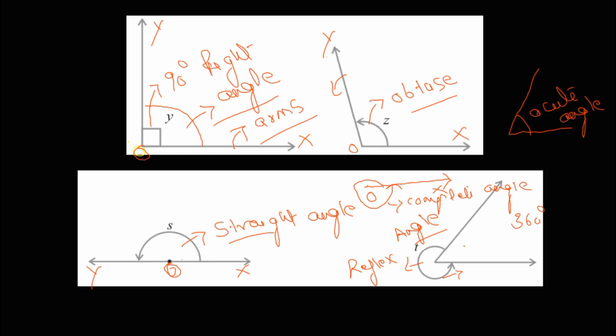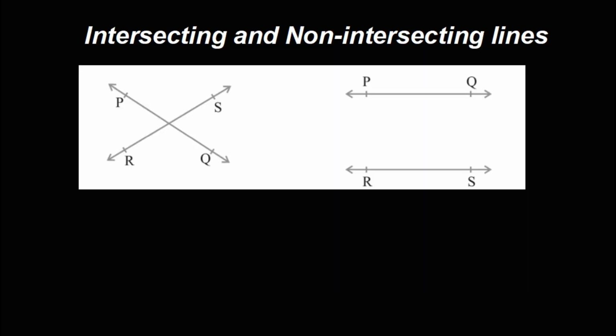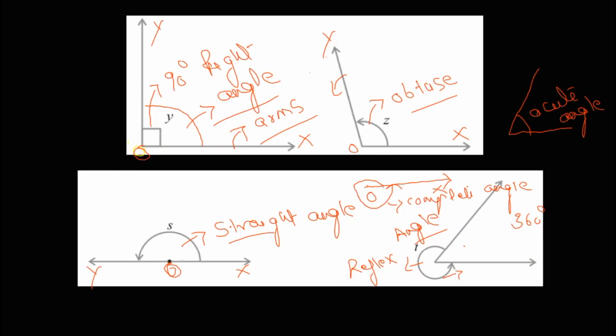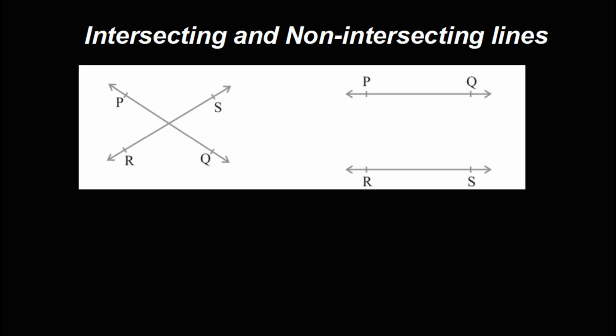So the angles, you are all aware of these. This is how geometry starts. Let's see what we have in the next part: intersecting and non-intersecting lines. Here we begin now. Ray and line segments we have already dealt with. Now we come to intersecting and non-intersecting lines.